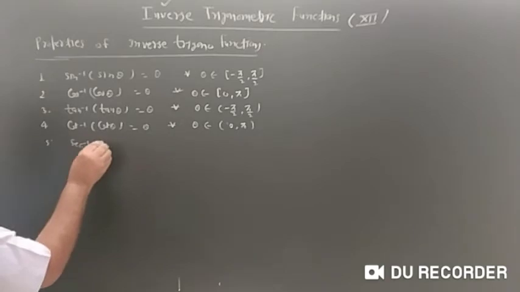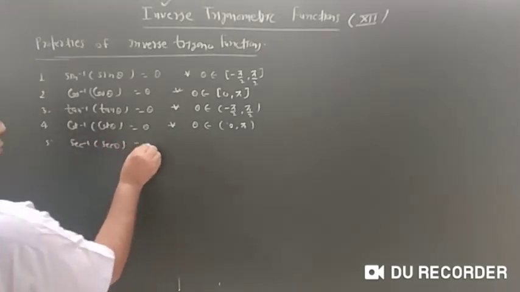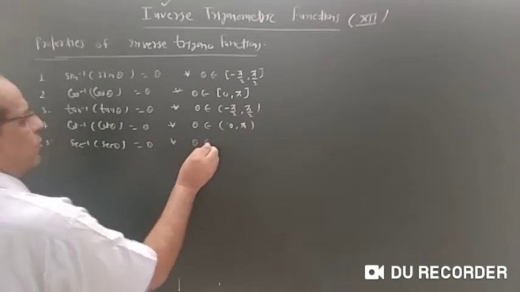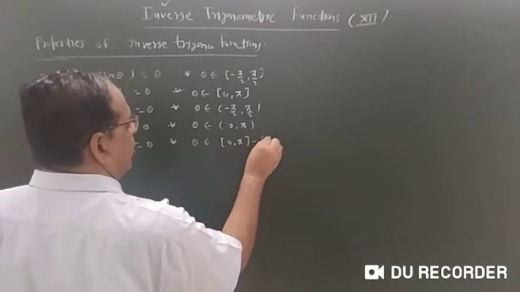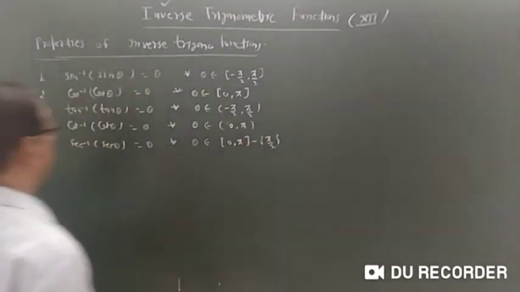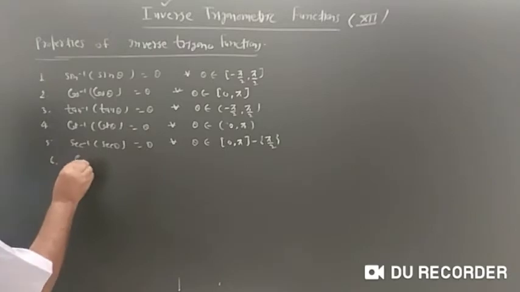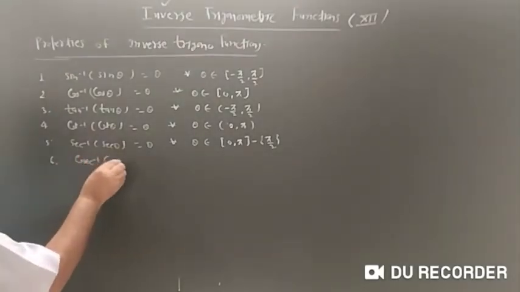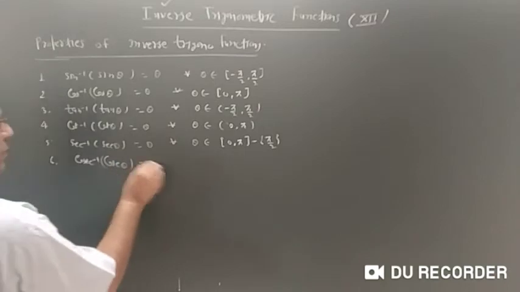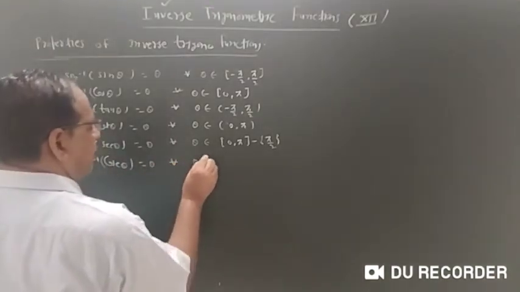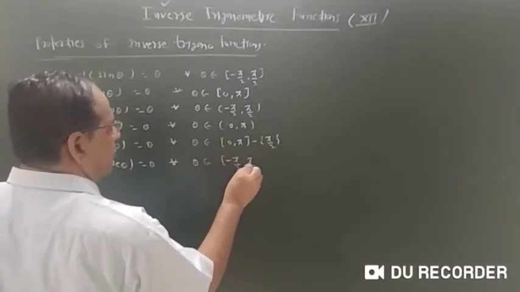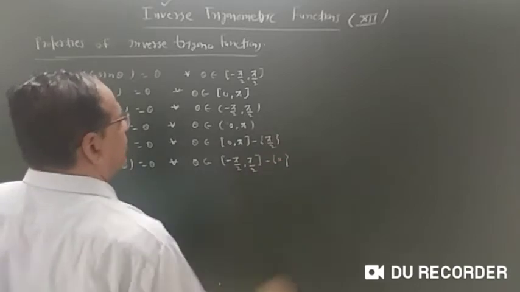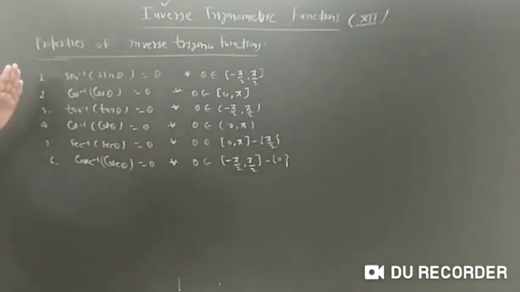Next, sec inverse sec theta equals theta for every theta belonging to the closed interval 0 to pi except the value pi by 2. Similarly, last, cosec inverse cosec theta equals theta for every theta belonging to the closed interval minus pi by 2 to pi by 2 except 0. These are some self-adjustment properties: sin inverse sin theta, cos inverse cos theta.